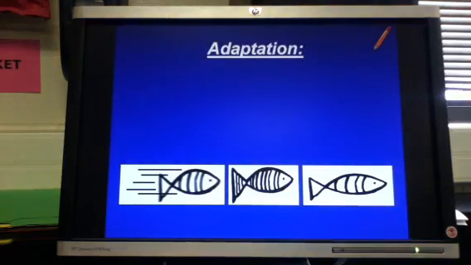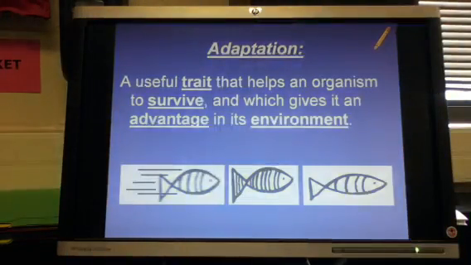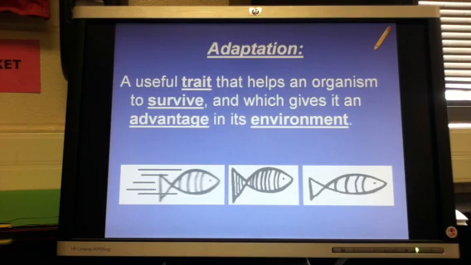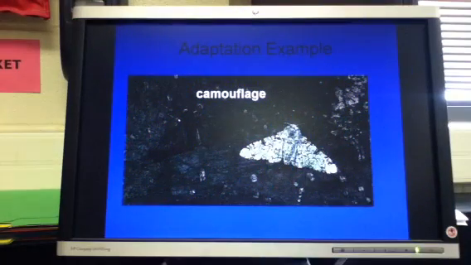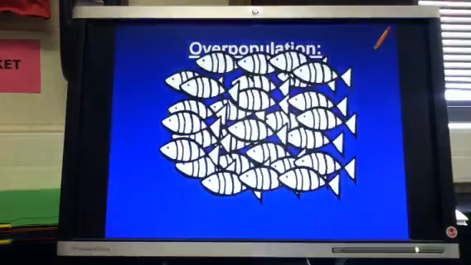All right. Adaptation. An adaptation is a useful trait that helps an organism to survive and which gives it an advantage in its environment. For instance, you see that you have these two moths here on a black background. The black moth is a little bit more difficult to see because he's better able to blend in. The one on the right, the peppered moth, he's a lot easier to see, so he's more likely to be eaten for dinner because the bird can see him from far away. And this is called camouflage. It's a type of adaptation called camouflage. Okay?